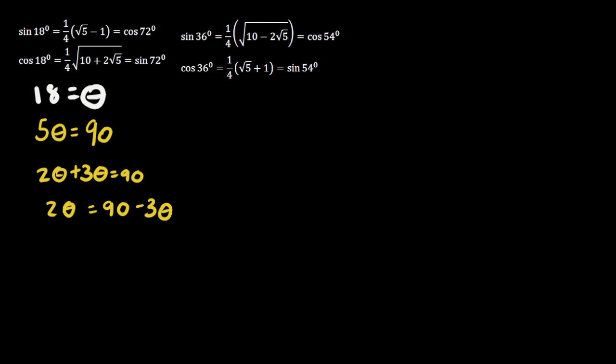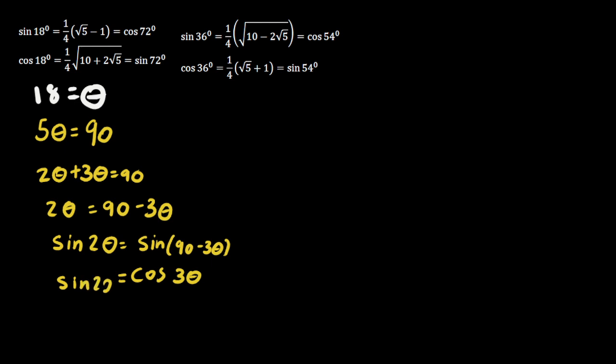And since we know that both of these are equal, that means sine 2 theta is equal to sine 90 minus 3 theta. Alright, and sine 90 minus 3 theta is cos 3 theta. Right? So sine 2 theta is equal to cos 3 theta. So I'll just move this up to the top and use a different color pen.